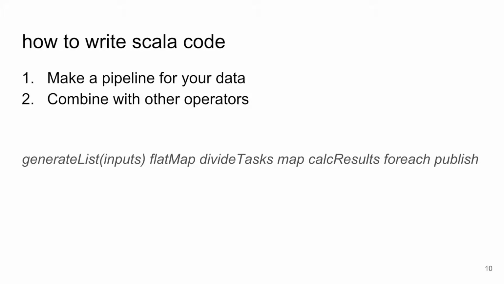So here's a Scala example I had alluded to a few slides back. The way you should write your Scala code is like you would write a pipeline where you combine operations, which are the what, with operators, which are functions. If you look at this code and you read it, you see it's very similar to the way you would say it in a natural language. The code takes inputs, generates a list from them, divides the list into tasks, calculates results, and finally publishes those results. This is readable code.